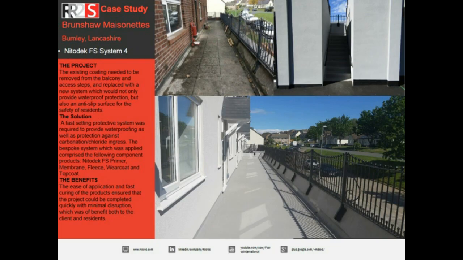Thanks again, Tim. Okay, the first case study we're going to look at is an example of where Nitodec FS has been used. In this case, you can see from the upper images a bit of a sorry state. We've got some maisonettes in Burnley in Lancashire, and the existing walkway, which is frequently in use, even during the application time, was in a sorry state. It was slabbed. There was a requirement for a waterproofing solution, but there was a lot of reluctance within the local authority to lift these slabs because of the knock-on effect it would have on the ability for residents to get in and out of the premises.